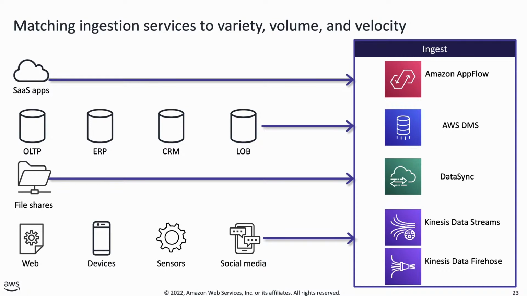So to dig into this in more detail, Amazon AppFlow can ingest from a SaaS application like Salesforce or Zendesk. AWS Database Migration Service, or AWS DMS, can ingest from operational databases like OLTP, ERP, CRM, or a line of business database. And AWS DataSync can ingest from file shares. And Amazon Kinesis Data Streams and Kinesis Data Firehose ingest from streaming data sources.